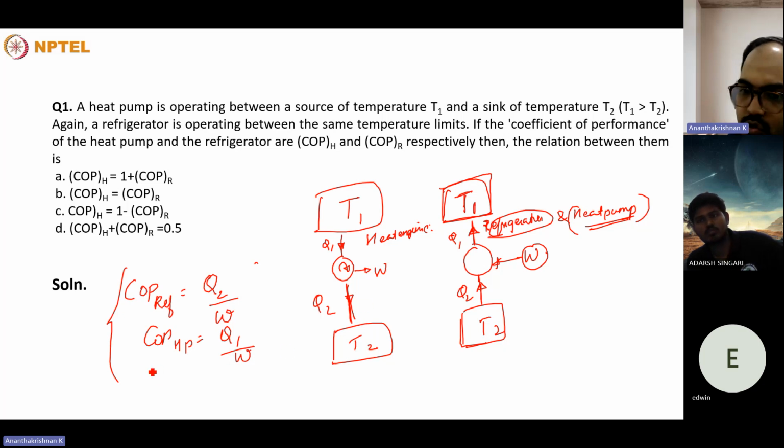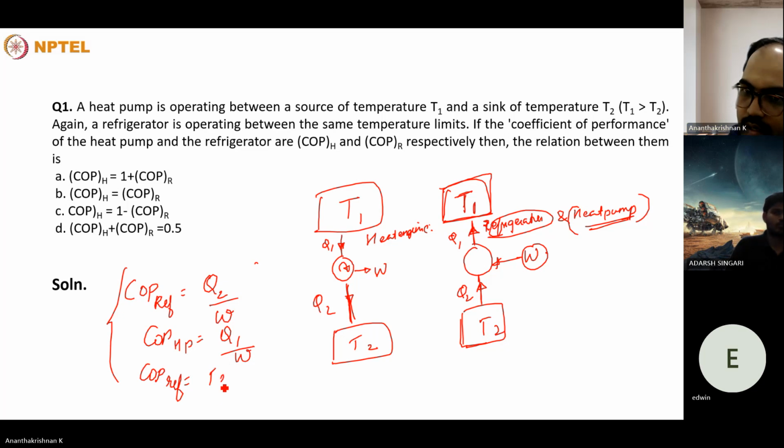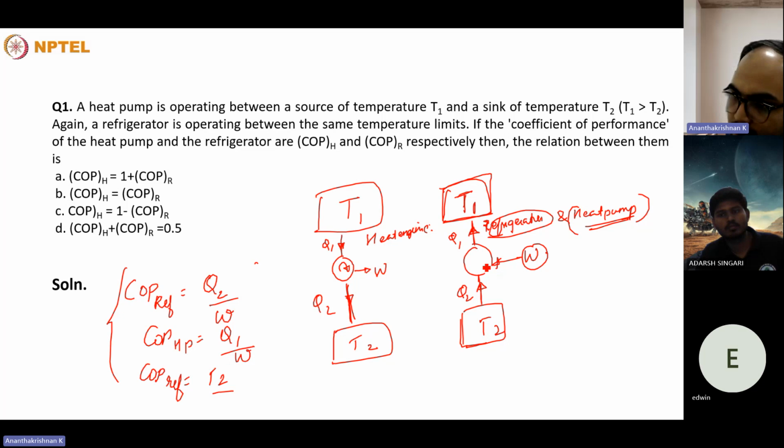in terms of the temperatures of the source and the sink. So in the case of refrigerator, we can write in terms of the temperature of the lowermost point, that is T2, and the work done, input to the system. So that could be written in terms of Q1 minus Q2. So that Q1 minus Q2 could be represented in terms of the temperature straight away. So you can write it as T1 minus T2. And for the heat pump, it reverses.